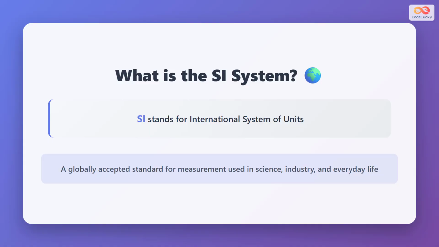Let's start by understanding what the SI system actually is. SI stands for International System of Units, derived from the French term Système International d'Unités. It is a globally accepted standard for measurement that ensures scientists, engineers, and researchers around the world can communicate their findings accurately. This standardized system is used in science, industry, and everyday life across nearly every country.